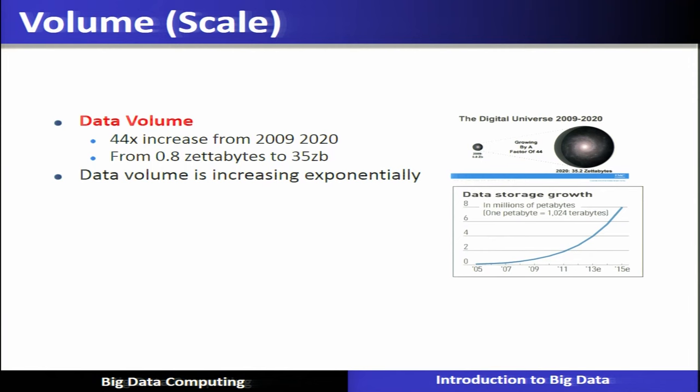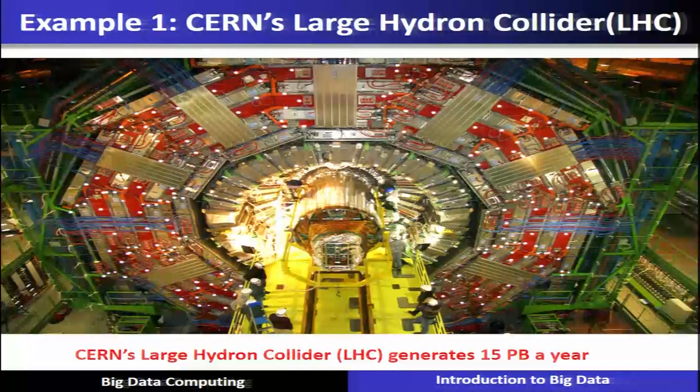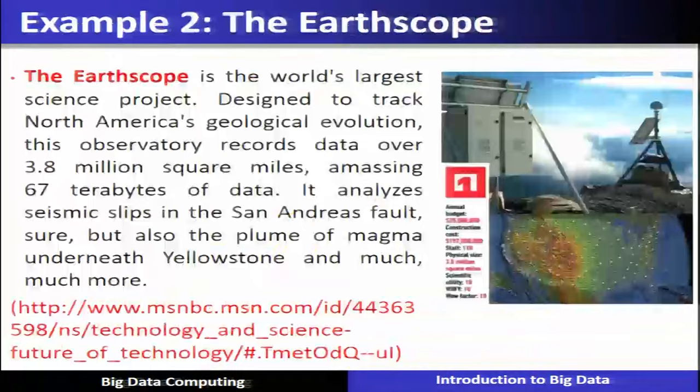Another example of generating a huge volume of data is CERN's Large Hadron Collider, which generates 15 petabytes of data a year. Another source of big data is the Earthscope, where 67 terabytes of data is being generated and analyzed.